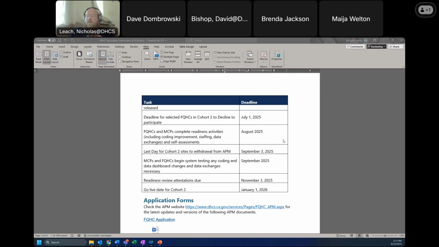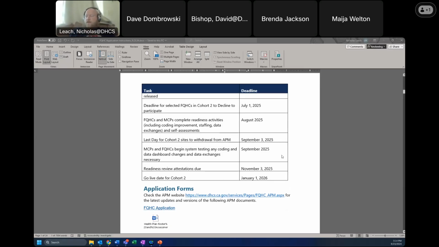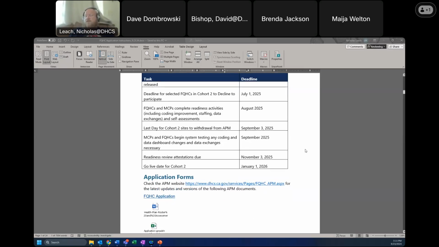Last day for withdrawal from the APM would be September 3rd. So if a cohort 1 participant wanted to withdraw, this allows us the time necessary to remove the rate development from the managed care plans' rates that we would work on if they do have a participating FQHC. We would then have the FQHCs and MCPs begin testing coding or any data sharing needs in September of 2025, with the attestations being due for all readiness activities on November 3rd, and a go live date for cohort 2 of January 1 of 2026.